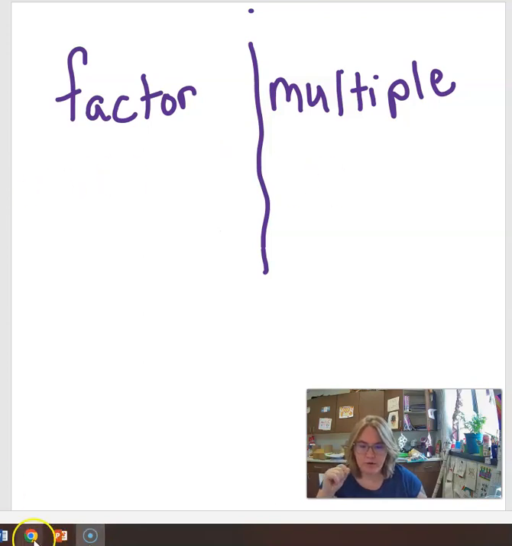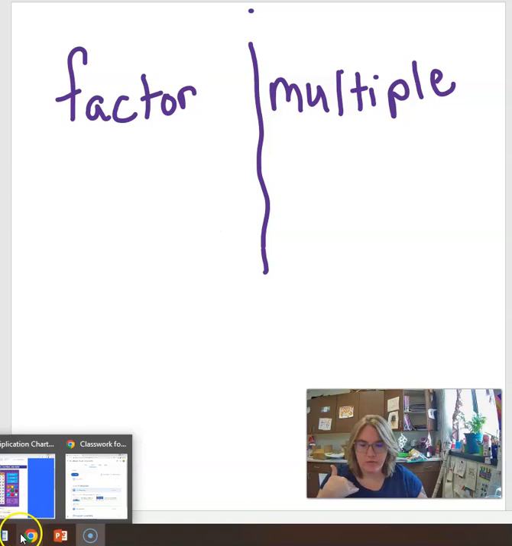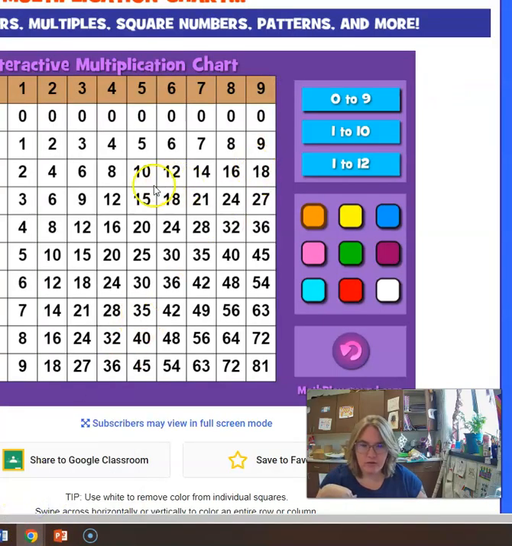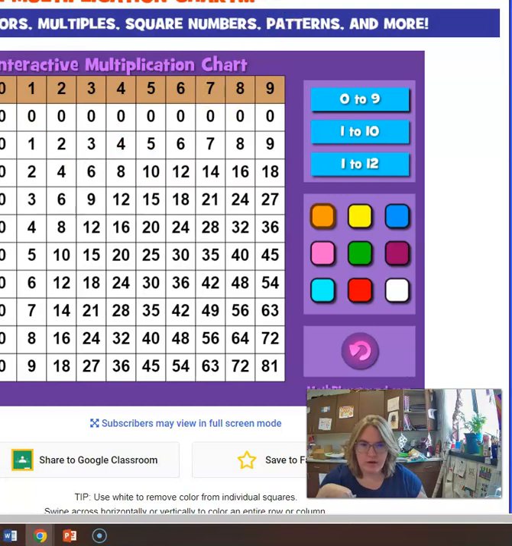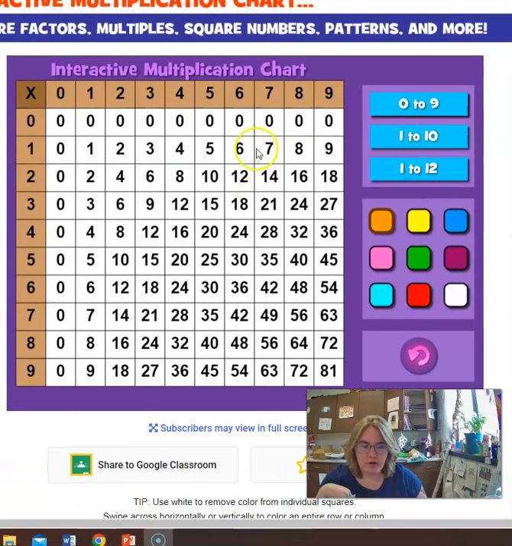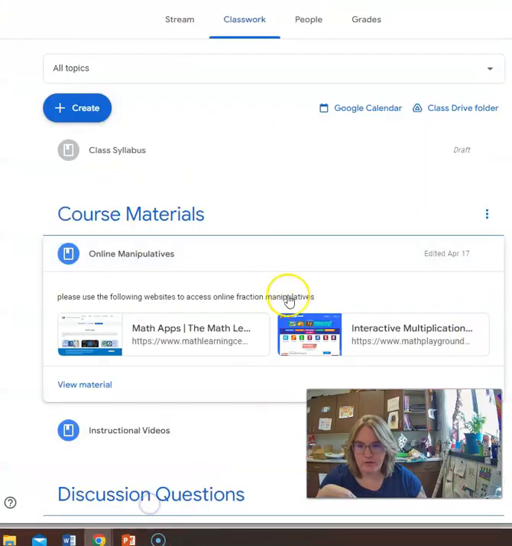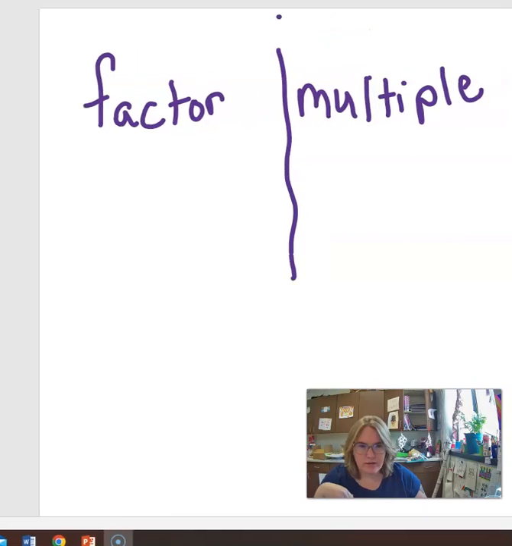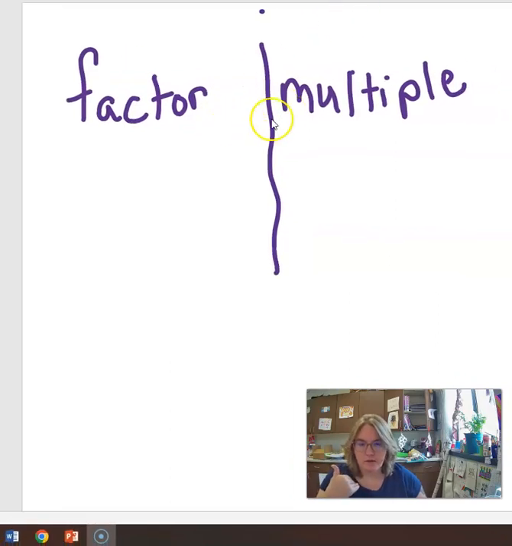So if you're struggling with your multiplication facts or you don't quite remember them from previous classes, you can always go to this interactive multiplication chart that is found in your Google Classroom, located under course materials, where it says online manipulatives. For our video today, I'm going to show you a couple examples of factors and a couple examples of multiples.